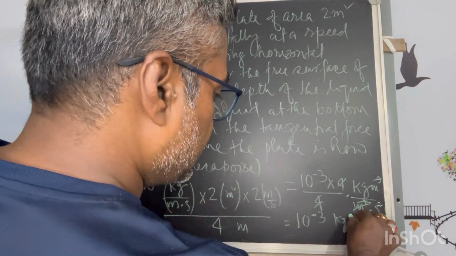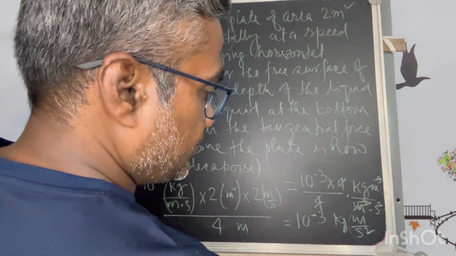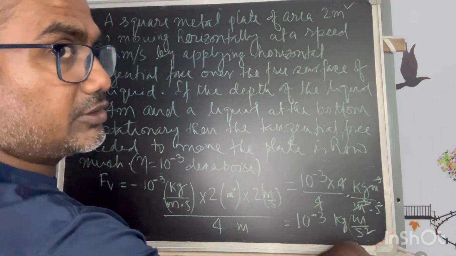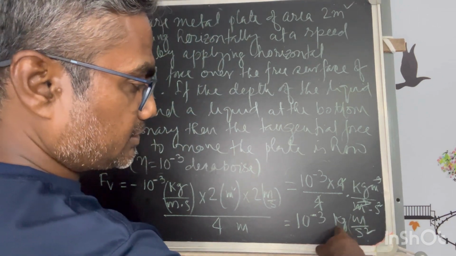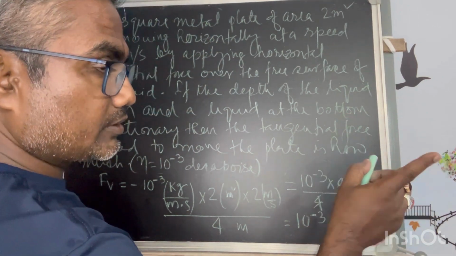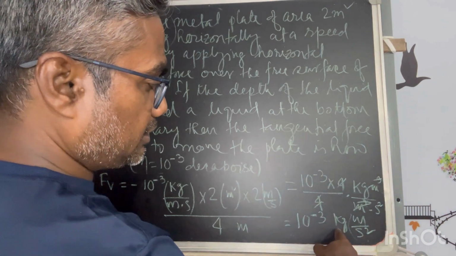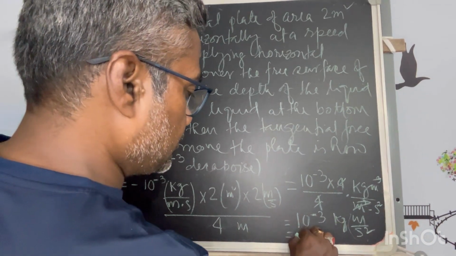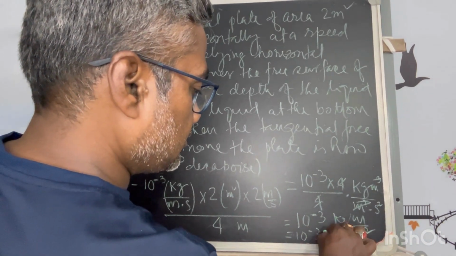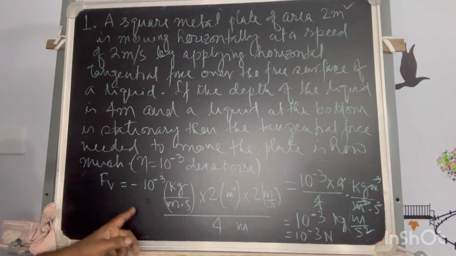So what is this, kg meter per second square? Meter per second square is the unit of acceleration, mass into acceleration, that is your force. In SI, it is Newton, so 10 to the power minus 3 Newton. So this is the answer.